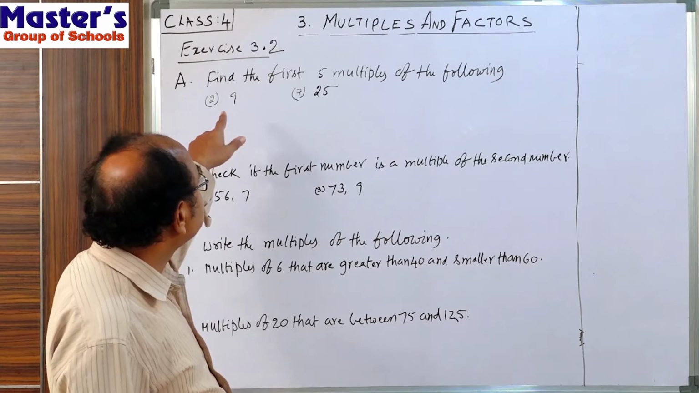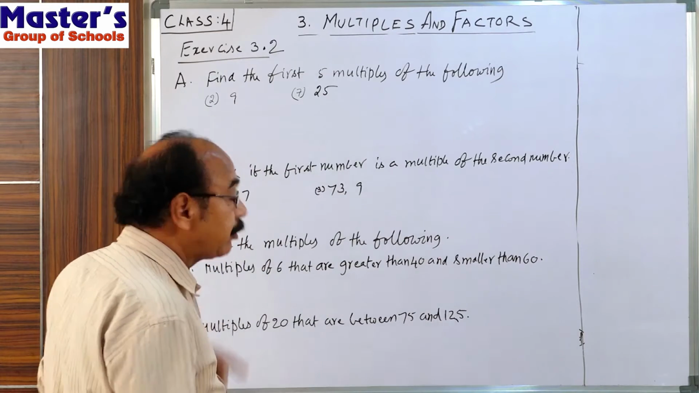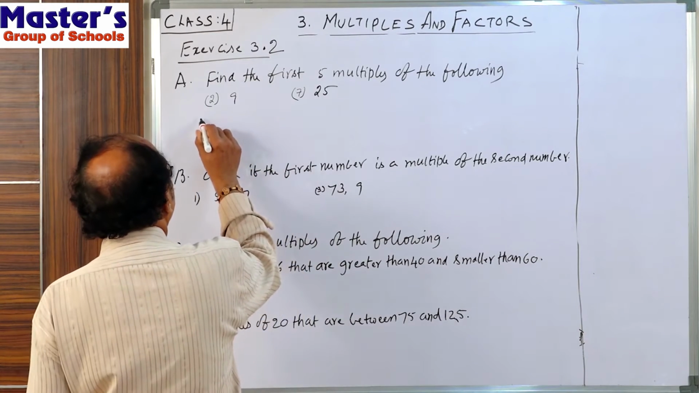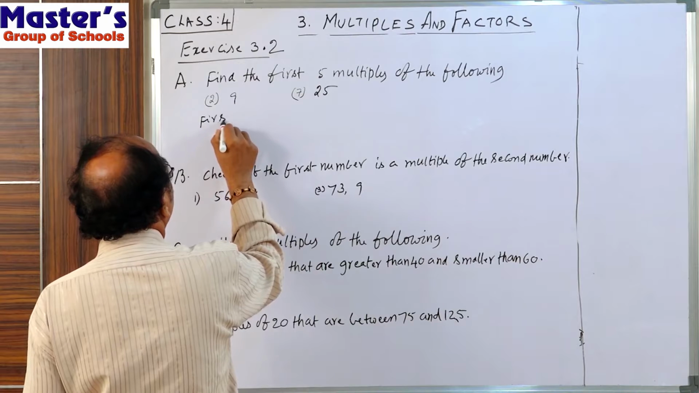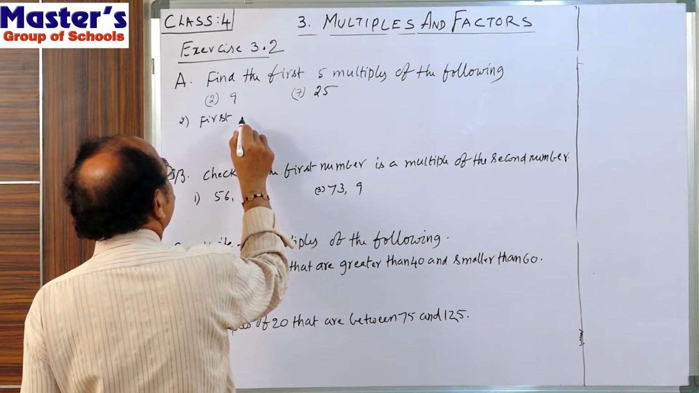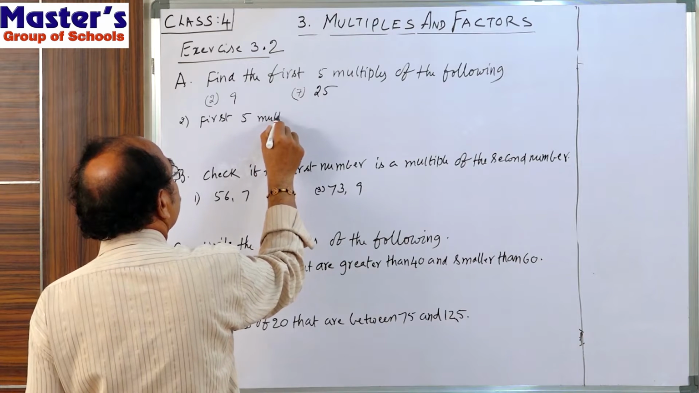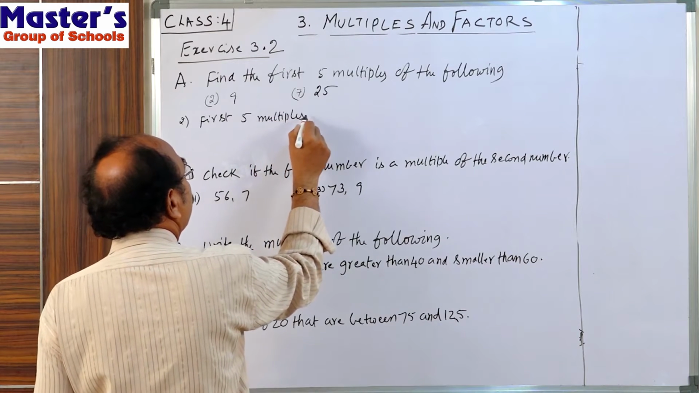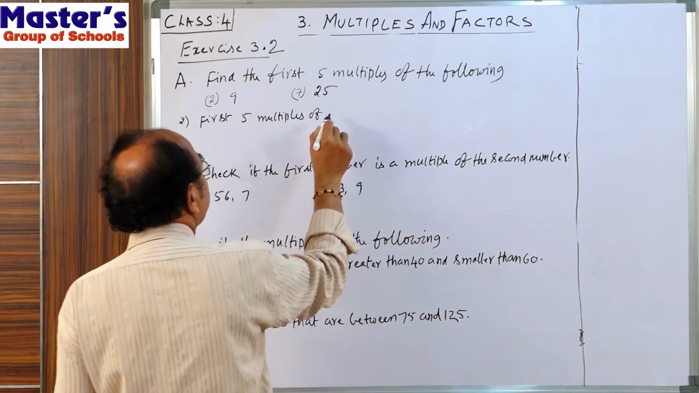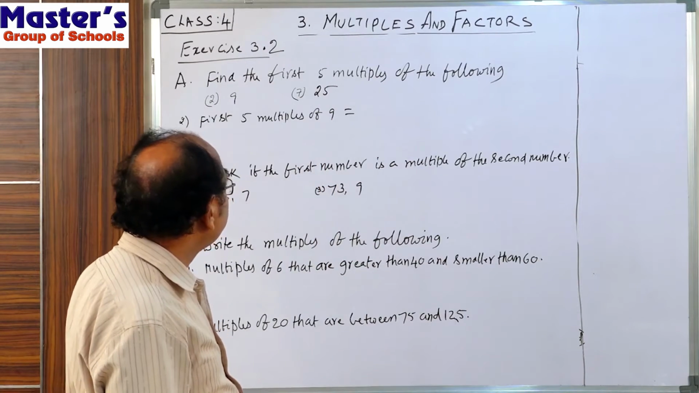Okay, take the numbers 9 and 25. First, the first 5 multiples of 9. How can you get the first 5 multiples of 9?